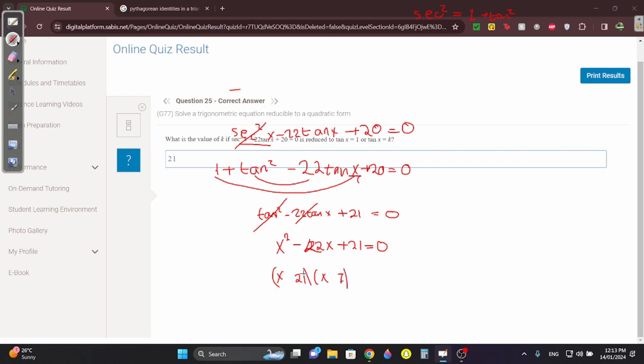But what are my two signs? Since it's plus, both signs will be the same. And since the middle term is minus, both signs will be minus. Equals 0. This is a 1 now, not a 7. So I'll get two solutions, x equals 21 and x equals 1. They gave me x equals 1. They're asking for what's the value of k, it's going to be 21.